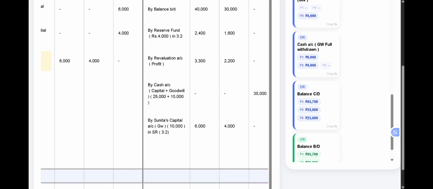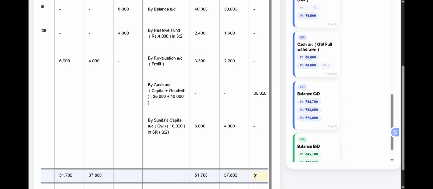So write the same total on both the sides, 51,700. And for Vanita, 37,800. Again, the credit side is greater. So write on both the sides 37,800. And for Sunita, it is 35,000. Credit side is more. So write on both the sides 35,000.